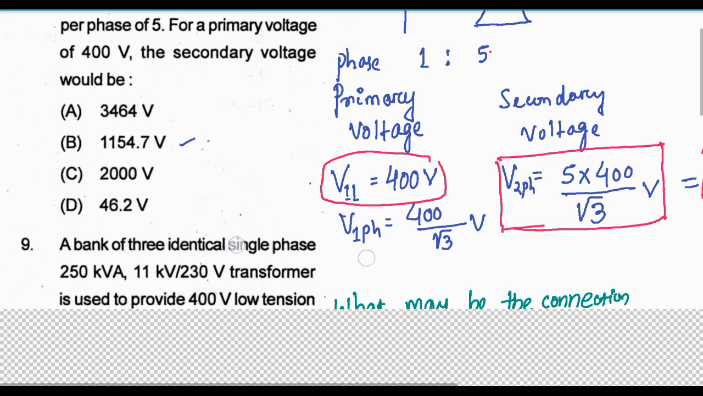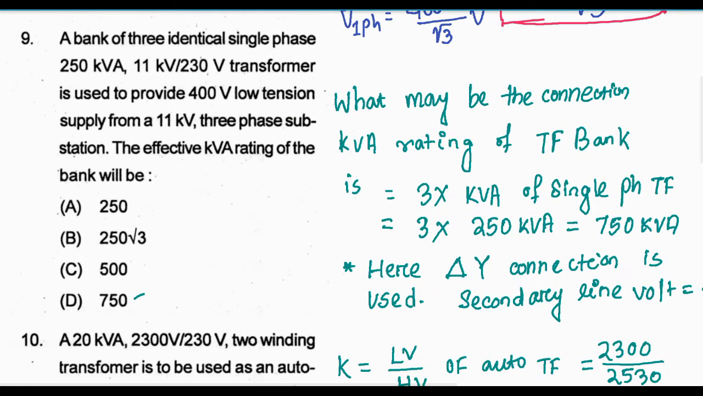Next: a bank of 3 identical single phase 250 kilovolt ampere 11 kV by 230 volt transformers is used to provide 400 volt low tension supply from an 11 kV 3 phase substation. The effective kVA rating of the bank will be?